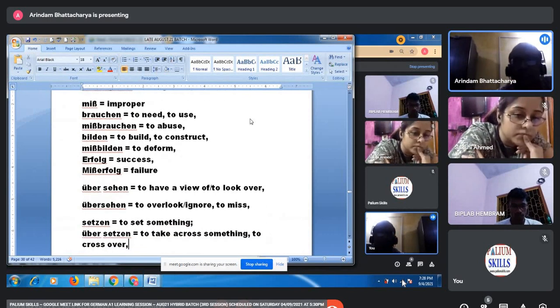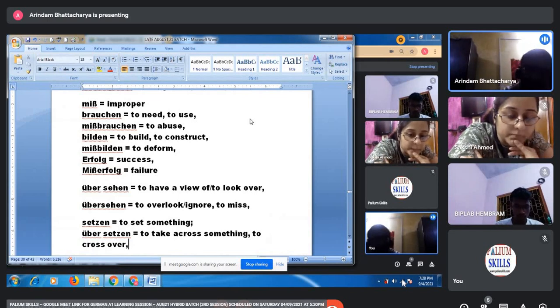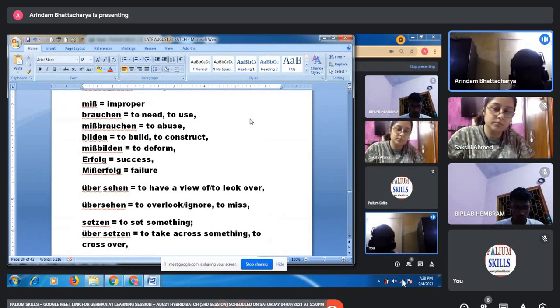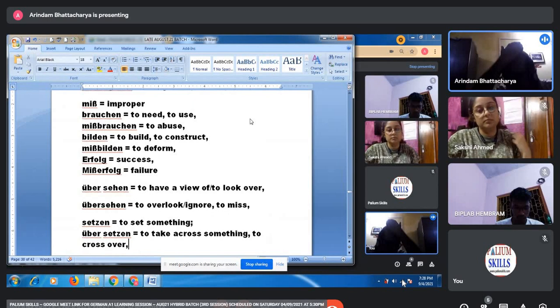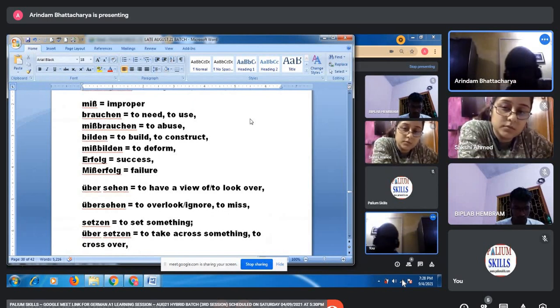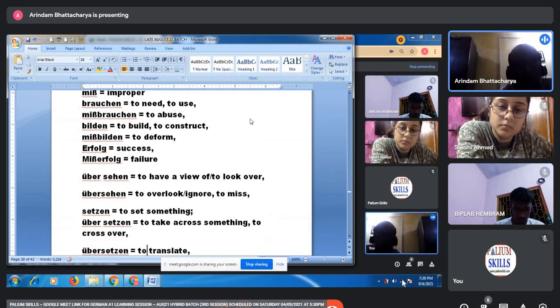Setzen, to set something. Übersetzen, when there's a gap between "über" and "setzen", means to take something across, to cross over. That is, when you are crossing the street, you say, ich setze mich über. I am setting myself across. I am crossing the street. Ich setze mich über die Straße über.